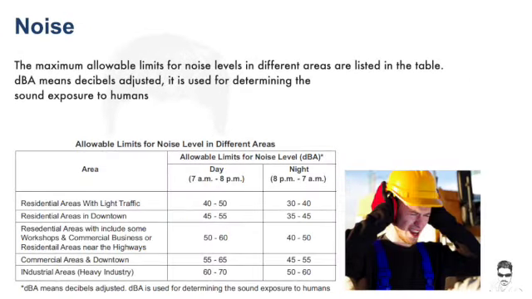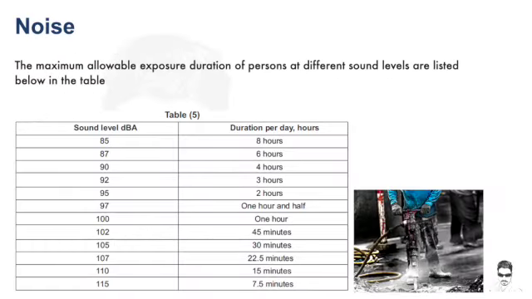The maximum allowable limit for noise levels in different areas are listed in the table. dBA means decibels adjusted. It is used for determining the sound exposure to humans. The maximum allowable exposure duration of persons at different sound levels are listed below in the table.